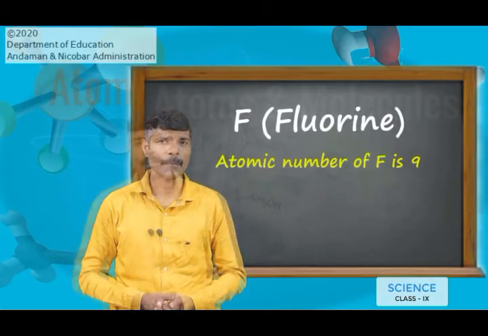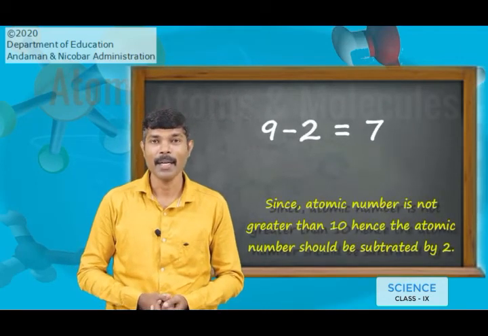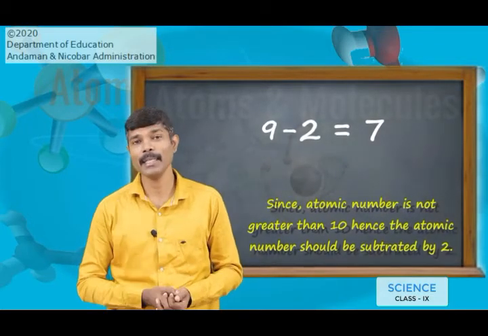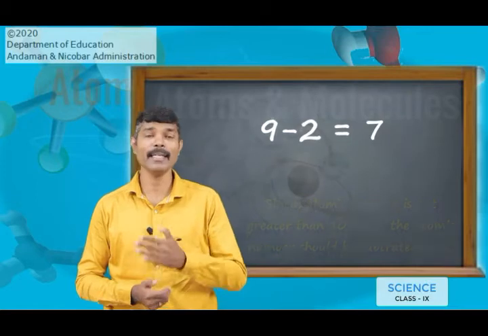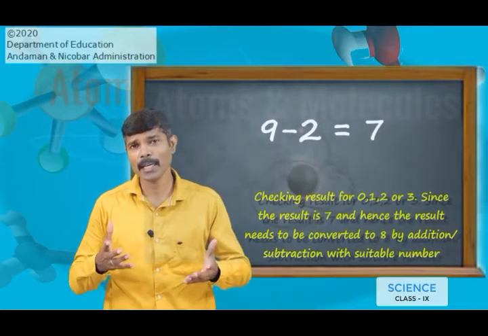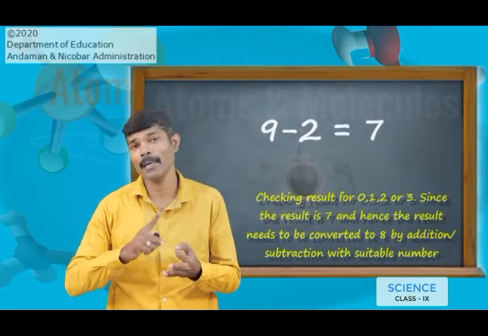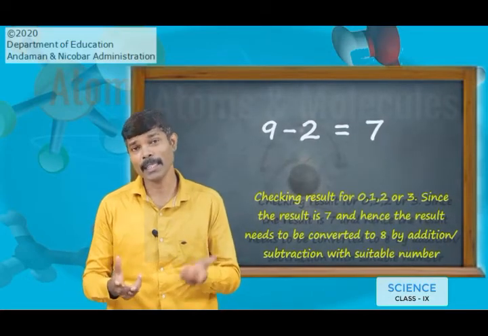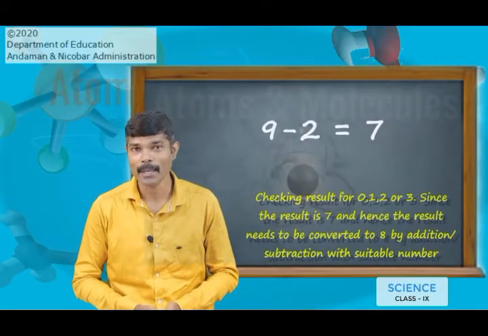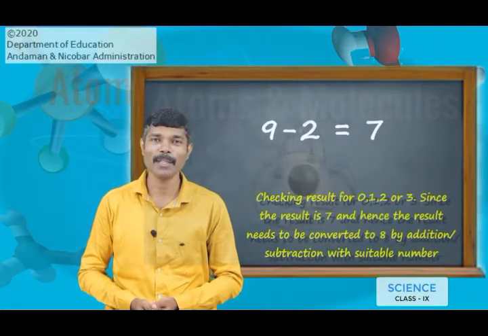Another example we will take. The atomic number of fluorine is 9, which is not greater than 9. If it is so, then we have to follow the second rule, that is any number which is less than 10 has to be subtracted by 2. While doing so, whatever the number we get, if it is 1, 2 or 3, then the number will be the valency. If it is not, once again as in the earlier case, it has to be converted into 8. For converting it into 8, whatever the number we use, that will be the valency.